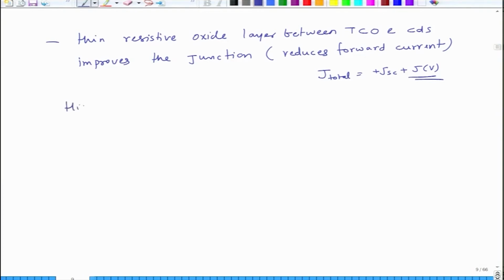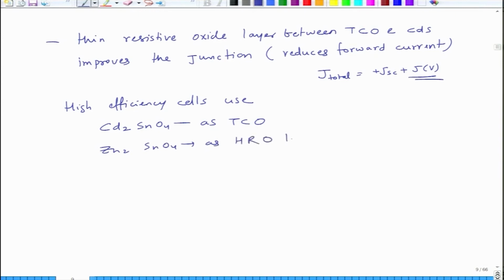And generally some of the high efficiency cells use cadmium tin oxide as TCO instead of indium tin oxide and Zn2SnO4 as high resistance oxide layer, because they are nearly similar structures. So the interface is very good and recombination losses are smaller. So these are certain process improvements one can do in the CdTe solar cells.